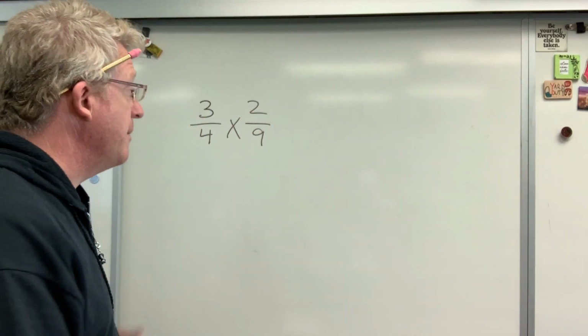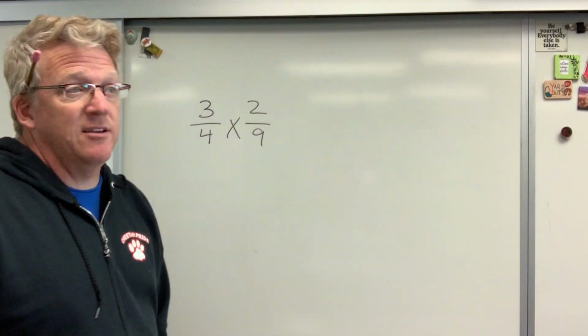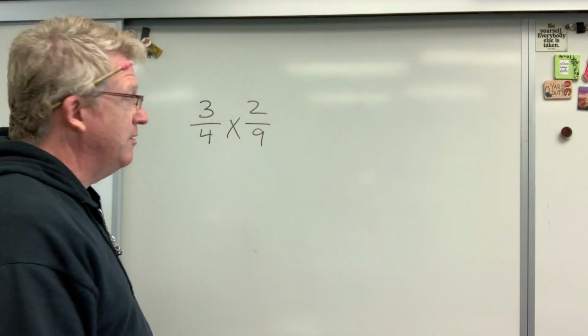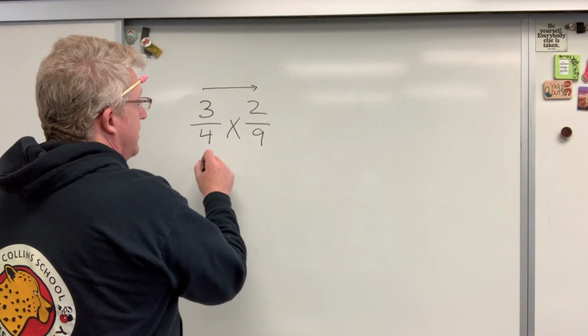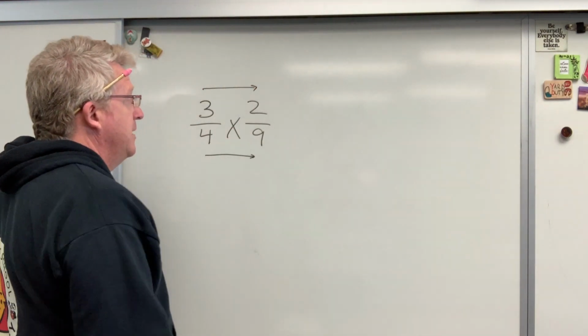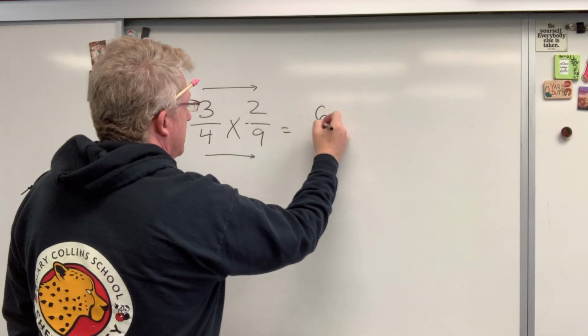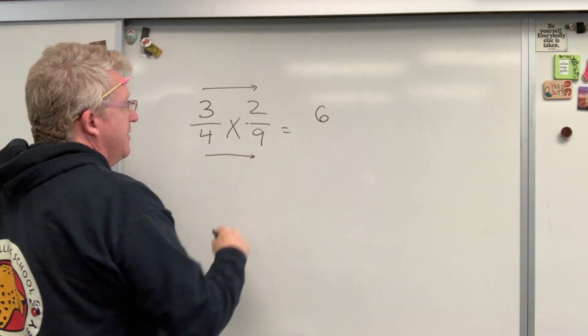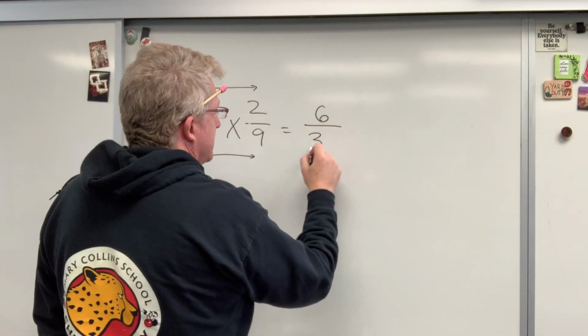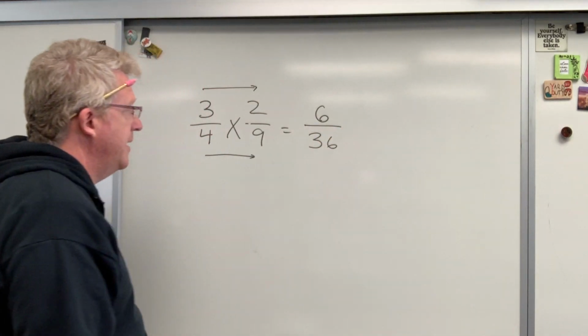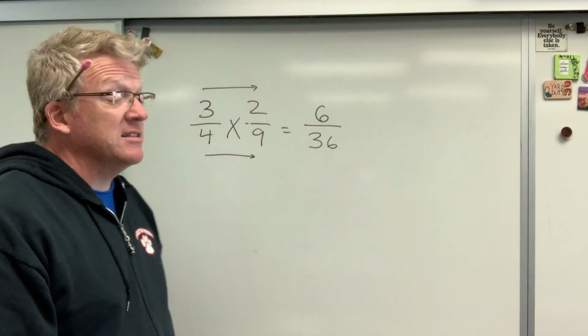Let's solve it. So remember, multiplication of fractions is the easiest thing you can do with fractions. And so you're just going to multiply across the top. You're going to multiply across the bottom. The numerators are multiplied. 3 times 2 is going to give you 6. 4 times 9, that's going to give you 36. All right? Having those math facts down is going to be really, really helpful.